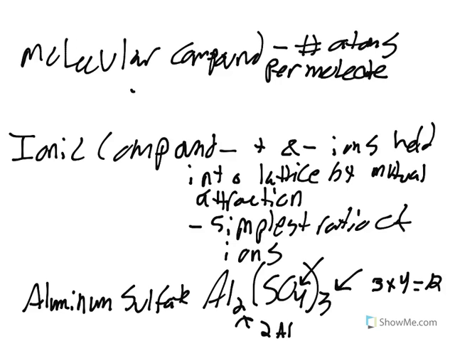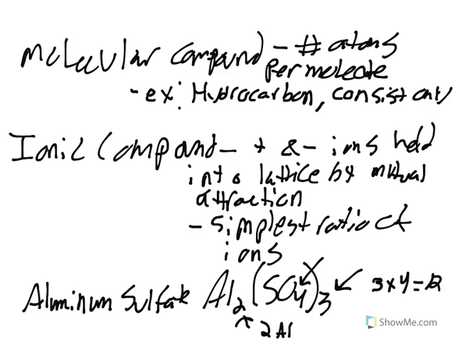An example of a molecular compound is a hydrocarbon, because hydrocarbons consist only of carbon and hydrogen atoms. And these are bonded together covalently. For example, C4H10, also known as butane.